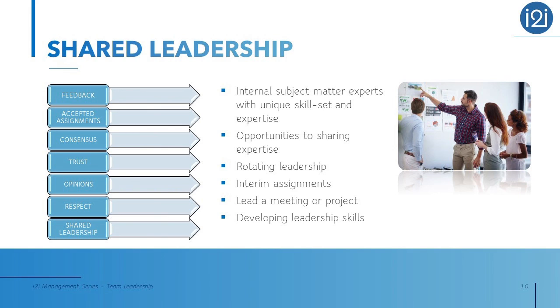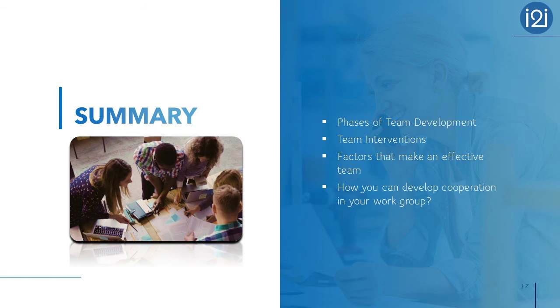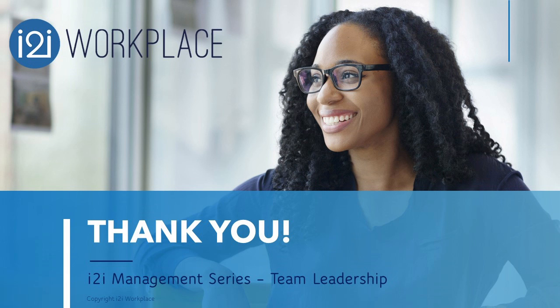Those are the factors that are important in building an effective team. In summary, we talked about the phases of team development and how it's important that you work through those periods of conflict. We talked about things that you can do to intervene with your team in case you have a period of conflict or discontent, and we talked about the factors that make an effective team. What are some ways you can develop cooperation in your work group?